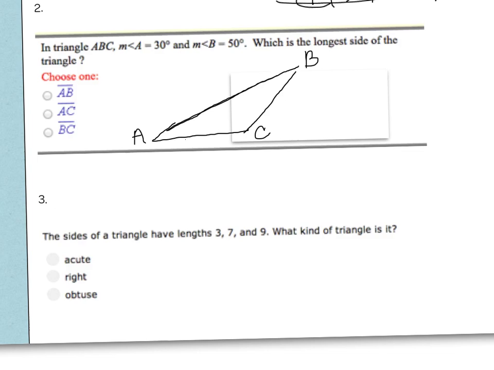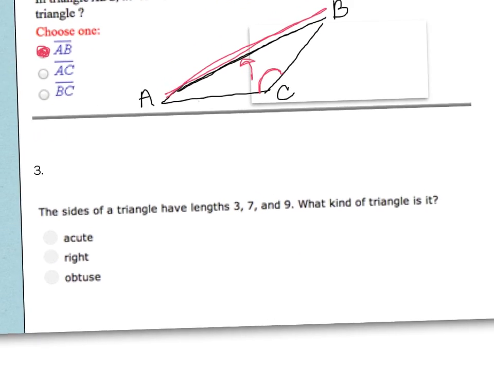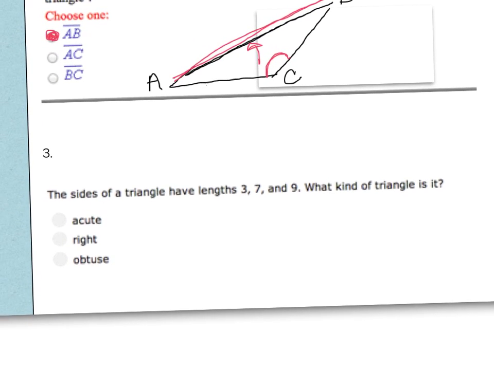Okay? So now they're asking me what's the longest side of the triangle. I know that this angle is the biggest angle, and I know that across from the biggest angle is the biggest side. Boom! So it's going to be AB. And most of you could probably visualize that, but you need to draw the triangle. It helps you get the answer right. All right, let's look at question number 3. Number 3 says, the sides of a triangle have lengths 3, 7, 9. What kind of triangle is it?